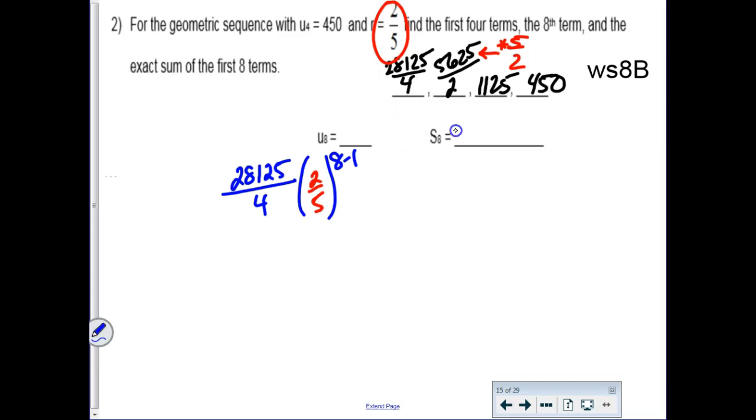So the 8th term here, where is it at? Can't read. What number are we on? Oh, 11.52, or you can write 288 over 25. And then finding the sum of the first 8 terms. I believe you have a formula for geometric series.